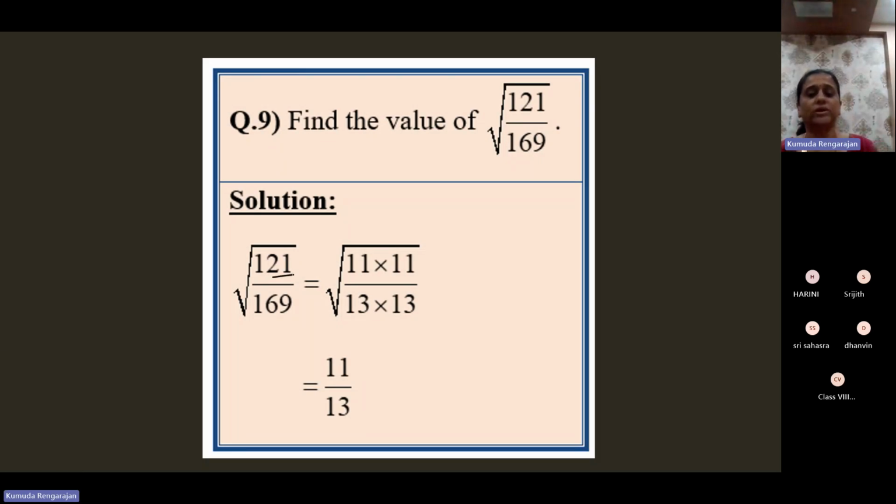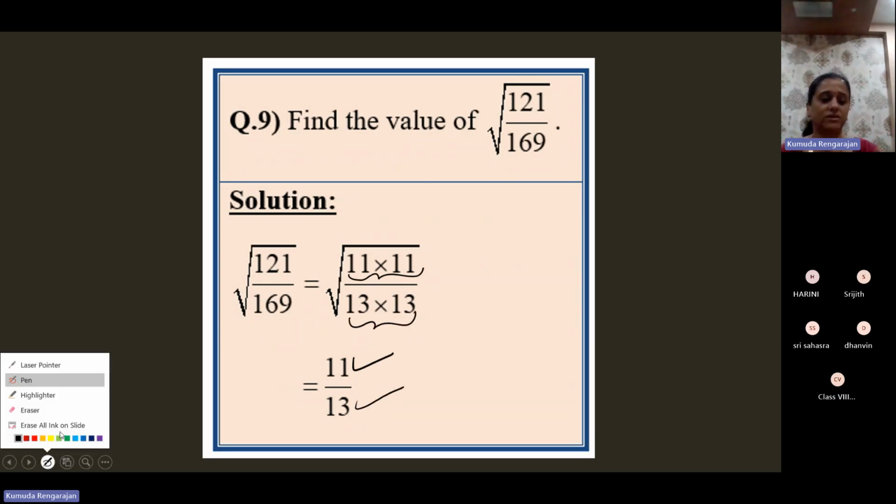Correct. So 121 can be written as 11 into 11. And 169 can be written as 13 into 13. 121 is 11 into 11. 169 is 13 into 13. Yes, ma'am. So from 2 11s, 1 11 out. From 2 13s, 1 13 out. So the answer is 11 by 13.